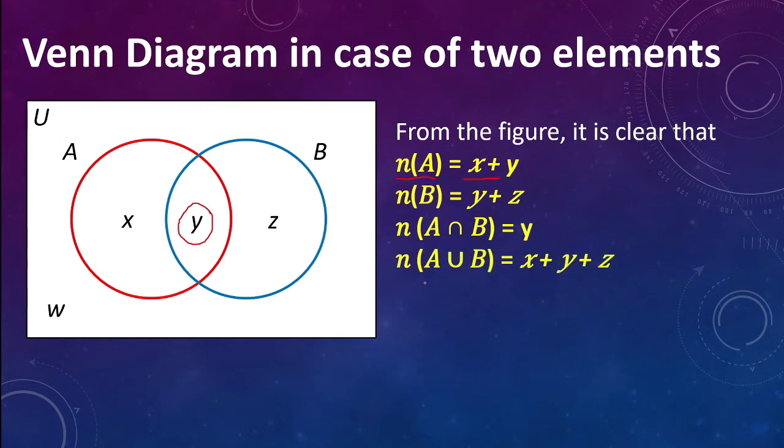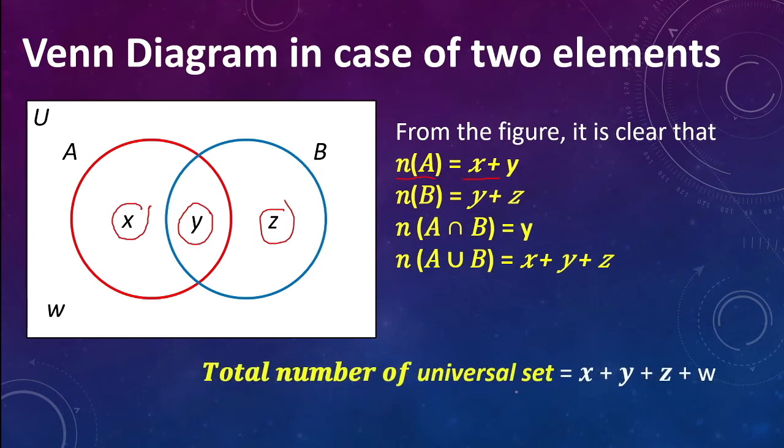The cardinality of A union B: if we want to get the cardinality of A union B, we have to add the values for x, y, and z. The total number of the universal set, of course, when we get the universal set, we have to add all the number of elements, so including x, y, z, and w.